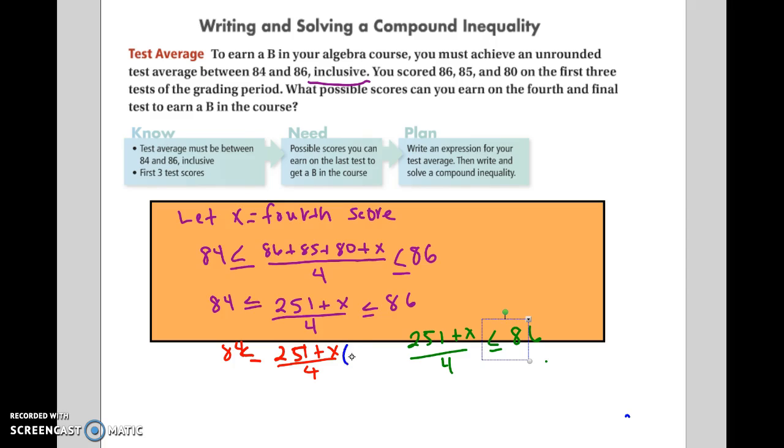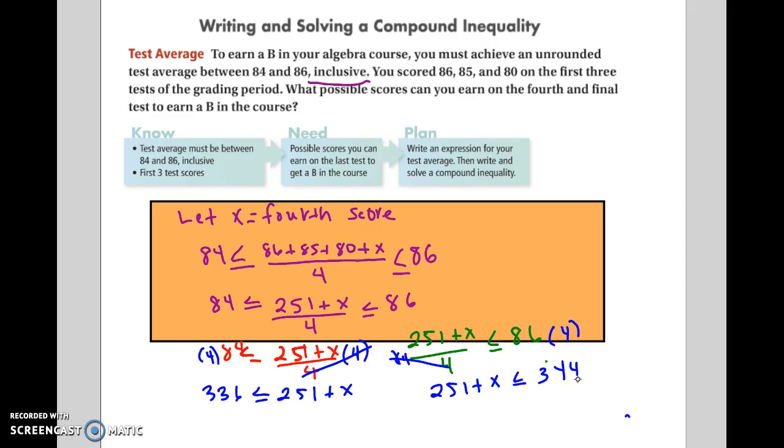So the first thing I want to do is I want to multiply by 4 to get rid of the 4. That gives me 336 is less than or equal to 251 plus x. I'm going to do the same thing here. Times it by 4. Get rid of the 4. So I have 251 plus x is less than or equal to 344. Subtract 251. So x is greater than or equal to 85. Subtract 251 here. So x is less than or equal to 93.